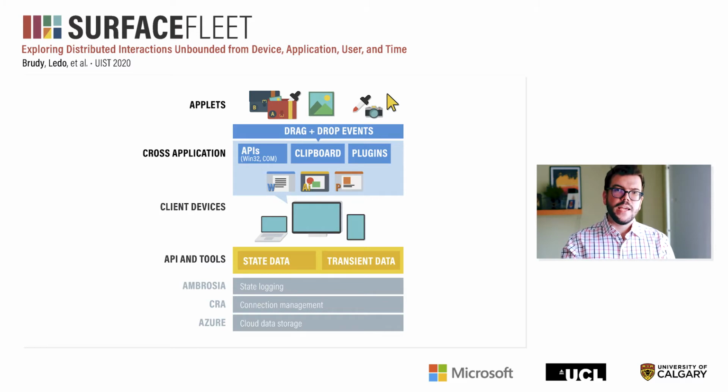The applets communicate with the underlying Windows system, as well as other third-party applications, in 4 different ways. First, through programming APIs, we can access the operating system functions such as the clipboard or keyboard events, or we can use COM APIs to communicate with other applications.